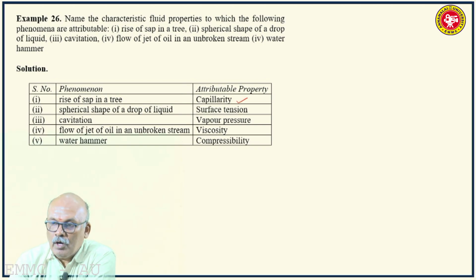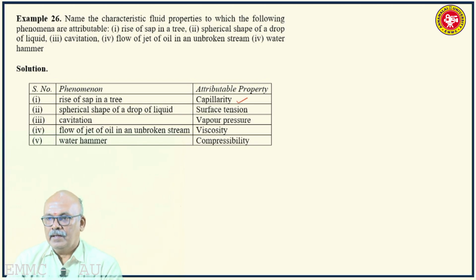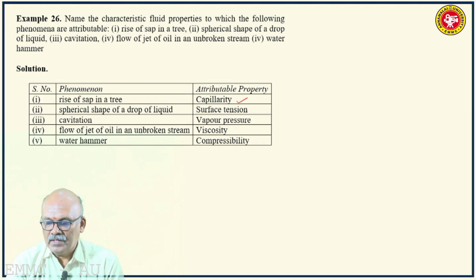Spherical shape of a drop of liquid, that is, we have seen the liquid droplet getting separated from the main body of liquid, it attains the spherical shape which has got the minimum surface area, that is due to surface tension. Then cavitation, it is due to vapor pressure. We will study about cavitation in the hydraulic machinery. Then flow of jet of oil in an unbroken stream, that is because of the property viscosity.